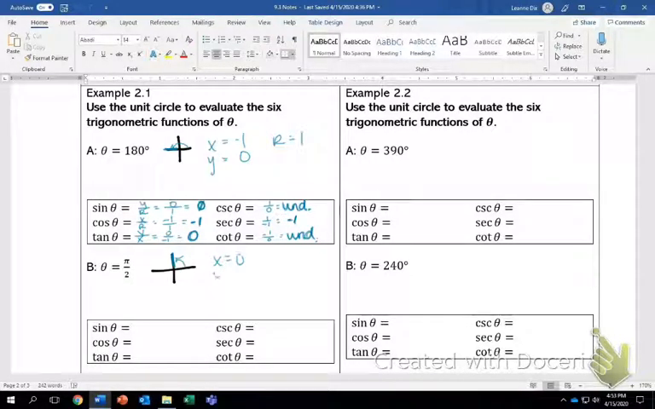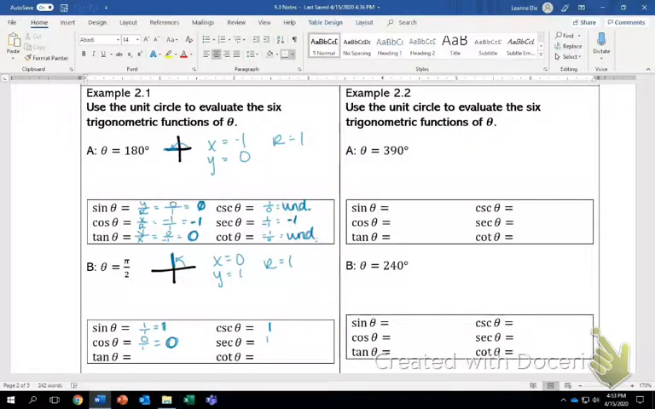X is going to equal 0, and y is going to equal 1. And I'm just double checking. X is equal to 0, y equals 1, yep, perfect. And then, of course, our radius is always equal to 1. So we could plug this in, 1 over 1 for sine. That'll give me 1. Same thing with cosecant. Cosine is going to be 0 over 1, which is 0.